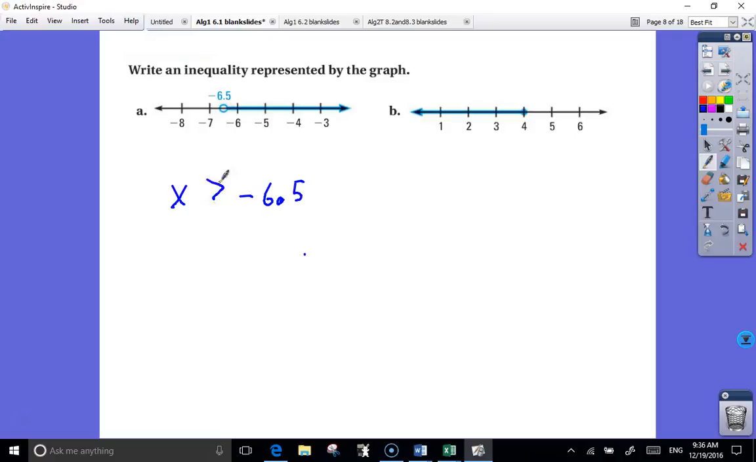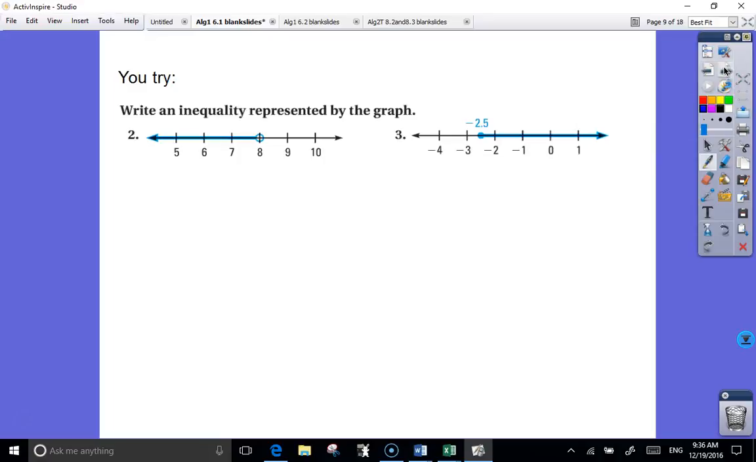How about the one over here? There's an x and there's a 4. Because it's shaded to the left, it's less than. Because it's closed circle, it's less than or equal to. Okay? So try these two. Come up with your own.